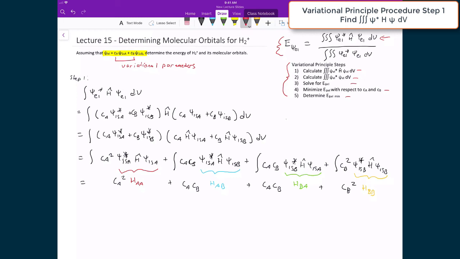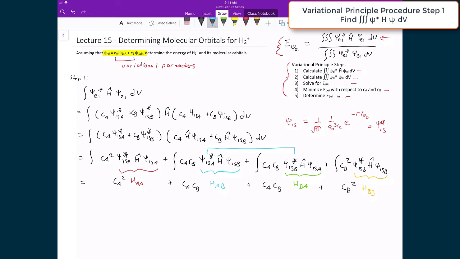As a brief aside, the 1s orbital, if I were to write it out, would simply be 1 over the square root of pi times (1 over a naught)^(3/2) times e raised to the power of negative r over a naught. And what you can see here is that this would be exactly the same if it was the complex conjugate, only because there's no complex term involved in this integral. So in these terms where we're dealing with 1SA and 1SB as mixed terms, say these two terms right here, the 1SA star is the same as 1SA, and the 1SB star is the same as 1SB.